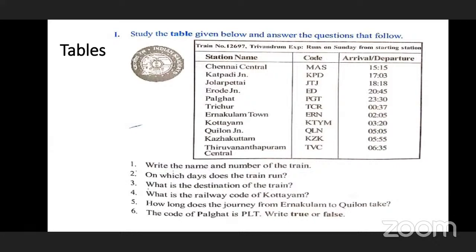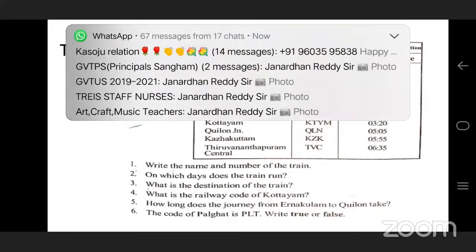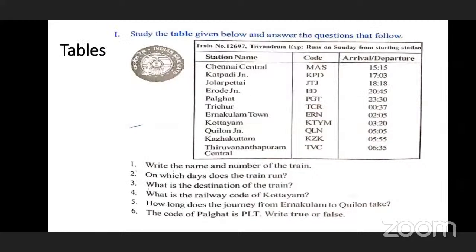So this is in connection with the tables. So this table talks about a particular train number 12697, Trivandrum Express, runs on Sunday from starting station. So this table, as it was discussed in previous slides, basically contains columns. Rows are also there, but lines were not given. You could consider the rows being there.